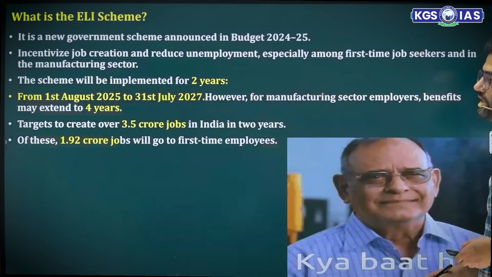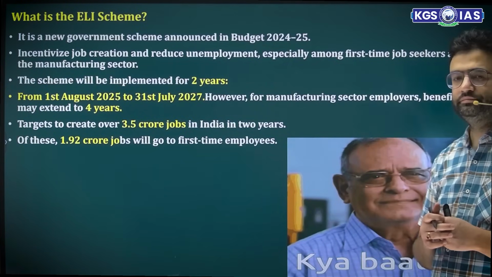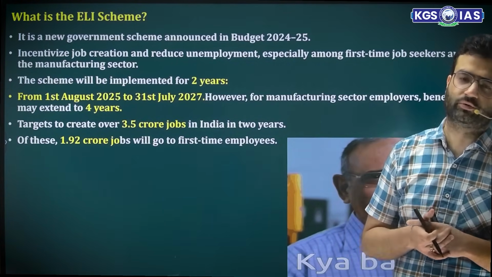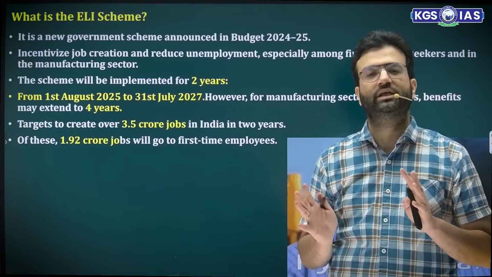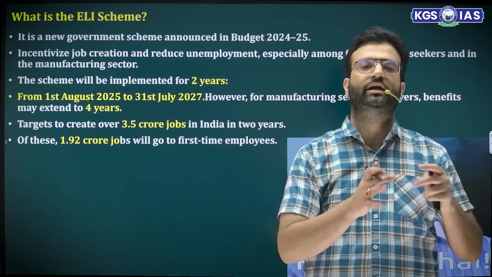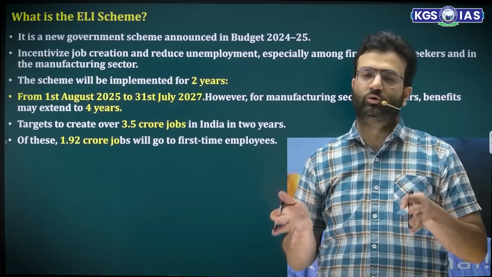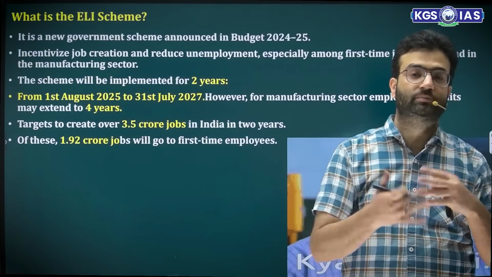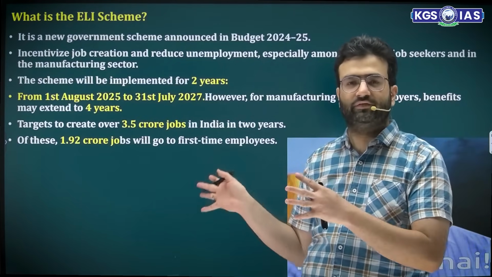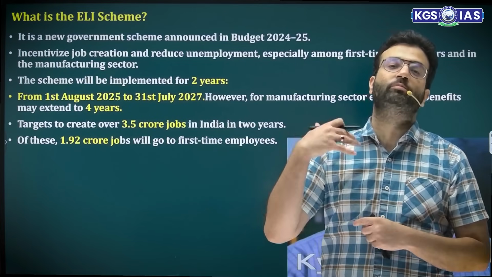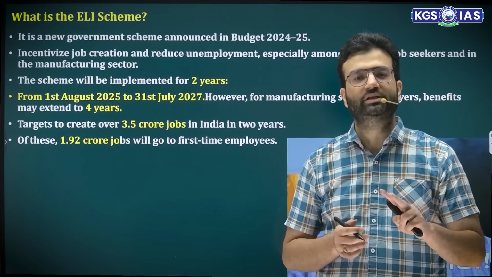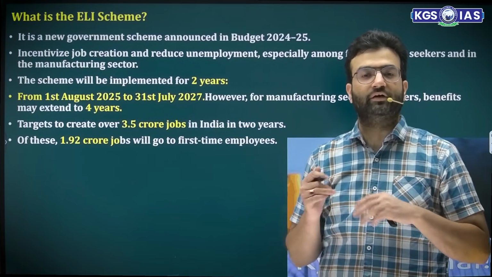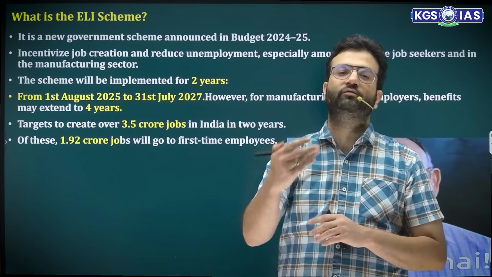So let's discuss in detail what this ELI scheme is. Announced in 2024-25, it has finally been approved by the cabinet. This scheme is for both employees and employers. That means those who are job seekers also get the benefit of this scheme, and those who are job providers also get the benefit under this scheme. For employees, the scheme will run for 2 years, and for employers, it may extend for 4 years.